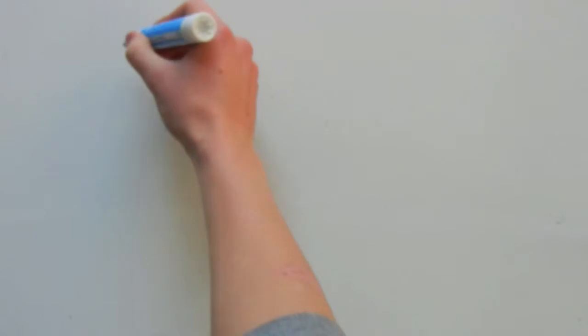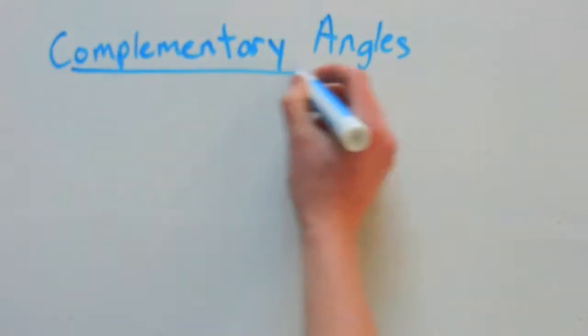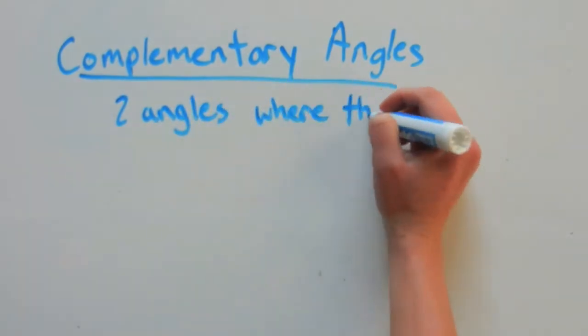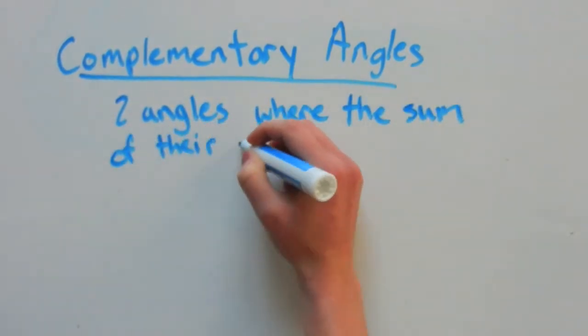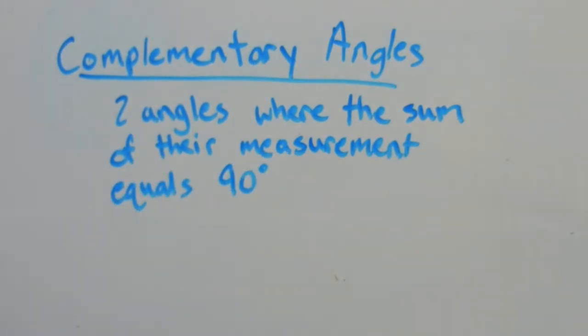We know that angles can be added together, but when they add to equal 90 degrees or they add to equal 180 degrees, then those two angles have a certain term. The first term we're going to go over is complementary angles. So complementary angles are two angles where the sum of their measurements equals 90 degrees.